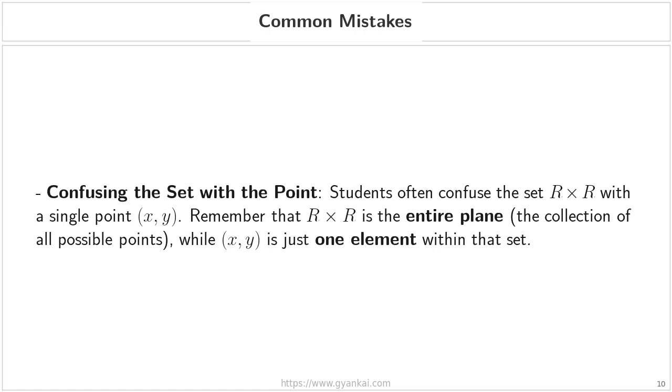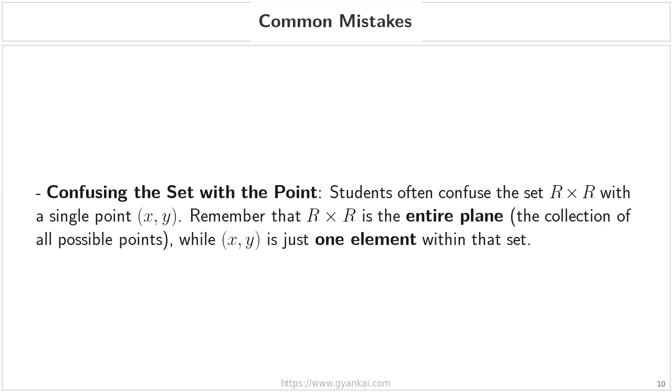Common mistakes. First, be careful not to confuse the set itself with a single point. It is a very common mistake to treat the set R cross R as if it were just one point, like x, y. Remember what we discussed in the earlier slides. The set R cross R represents the entire infinite plane. It is the collection of every possible point you can imagine. An ordered pair, such as x, y, is merely one single element or one single dot located within that vast plane.